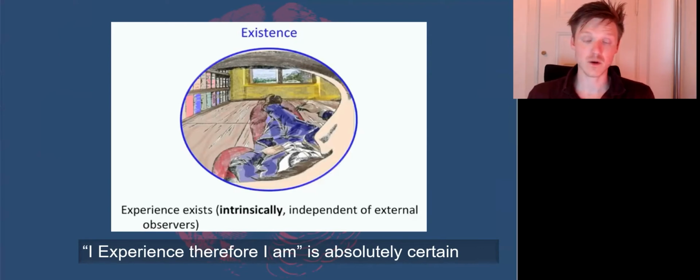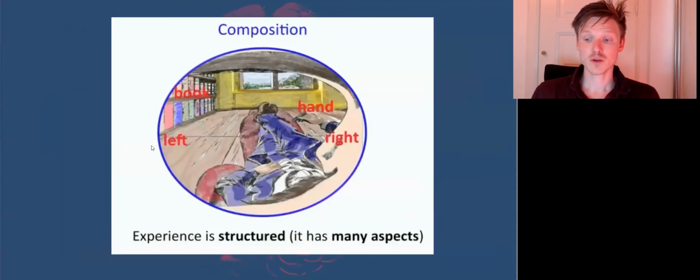And this is also when you're dreaming or when you're experiencing an illusion. Even if you're experiencing something that's false, you are still absolutely, with absolute certainty, experiencing something. It is self-evident. And this is the first axiom. So the second axiom is composition, which is that experience is structured.